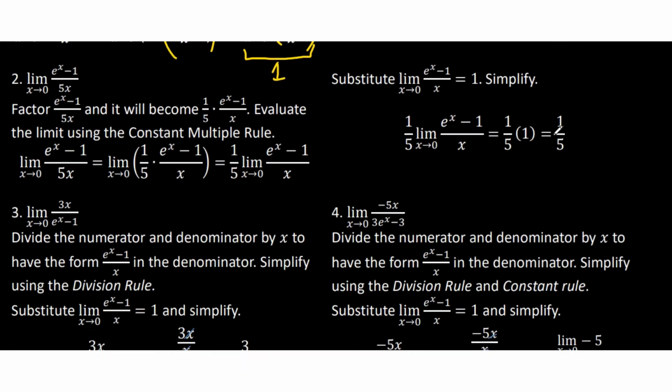On the second example, ilalabas natin ang 1/5 kasi pwede i-detach natin ang 1/5 dito para mahiwalay ang e raised to x minus 1 over x. And in the constant multiple theorem or rule, ilalabas natin ang 1/5 at papalitan natin ito ng 1, okay, by substitution. Therefore, 1/5 times 1 is now 1/5.